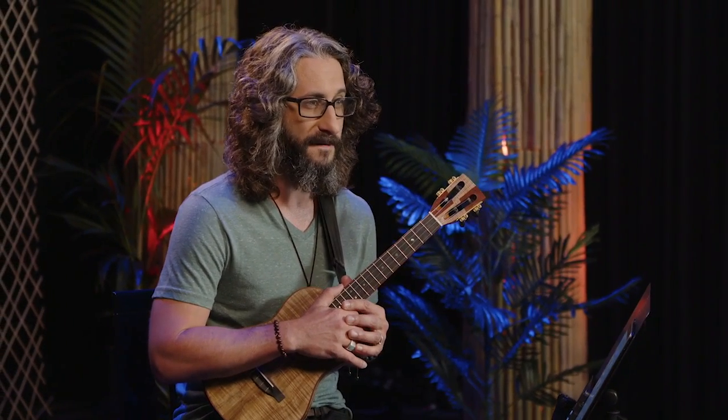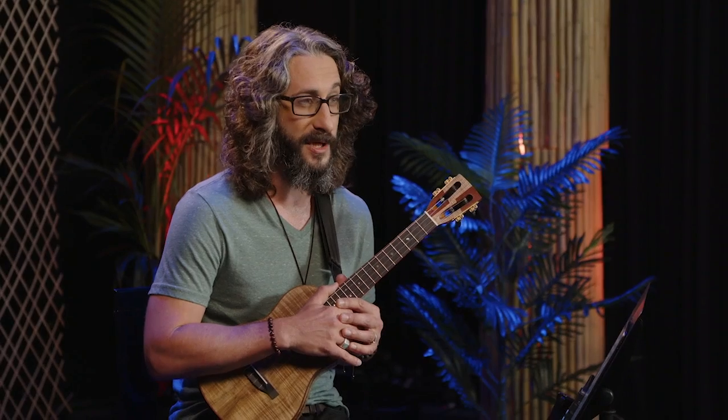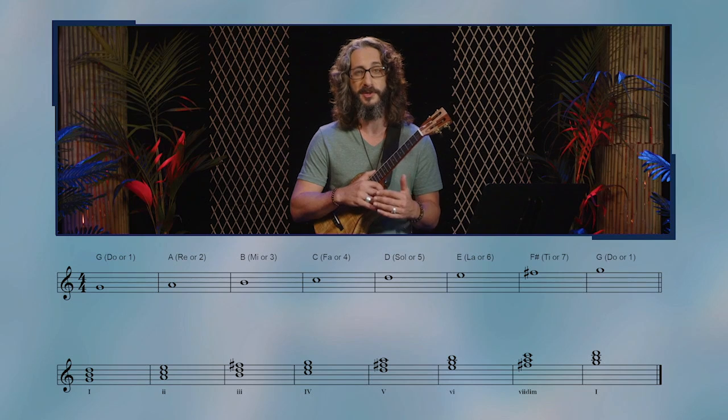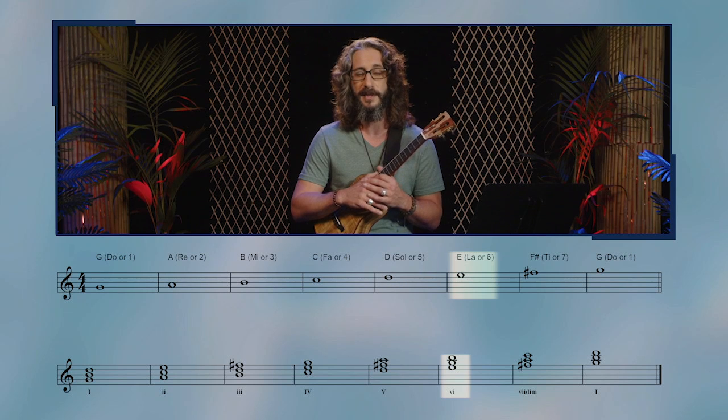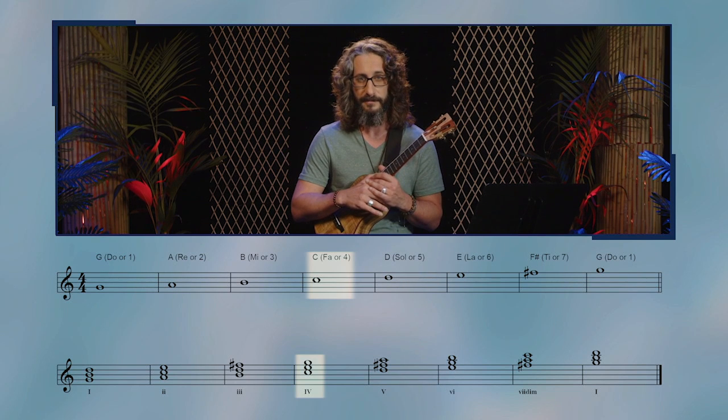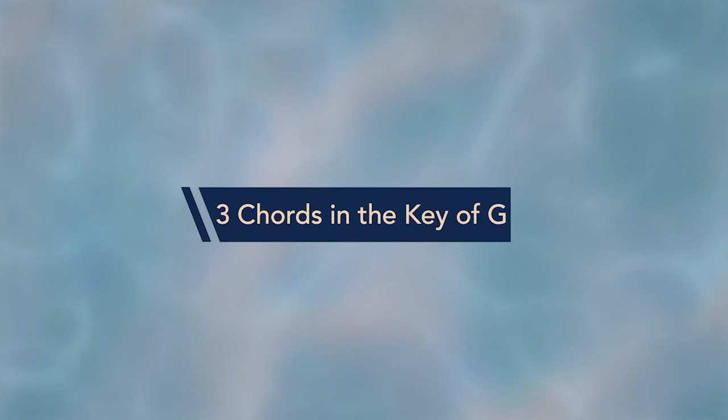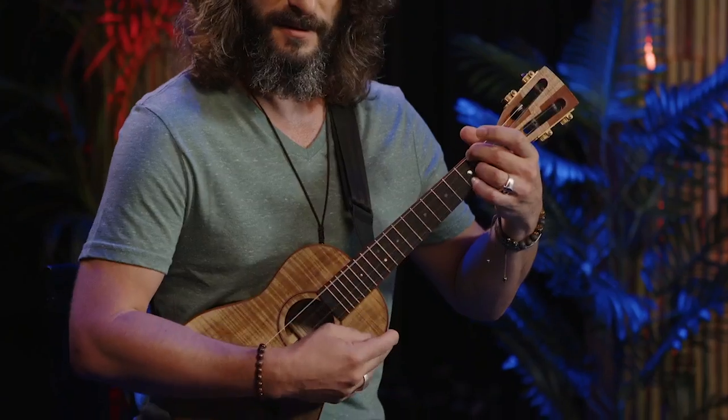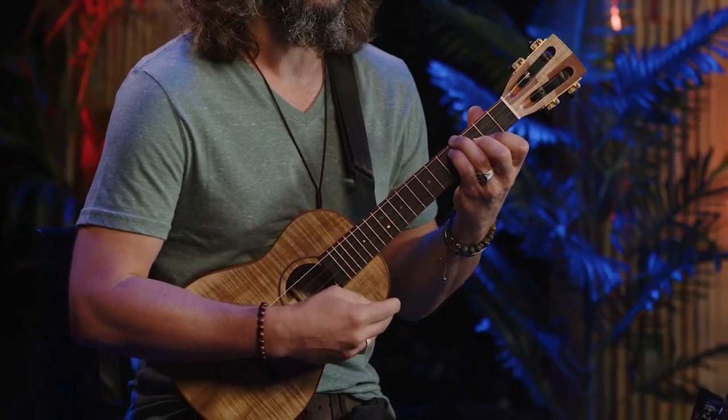In this course, we will be dealing mostly with chord progressions using 1, 4, 5, and 6 chords in various keys. In other words, chords built on the 1st degree of the scale, the 5th degree of the scale, the 6th degree of the scale, and the 4th degree of the scale. Today we'll learn 3 new chords in the key of G: D major, D7, and E minor.